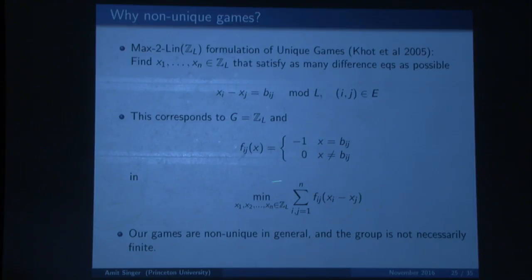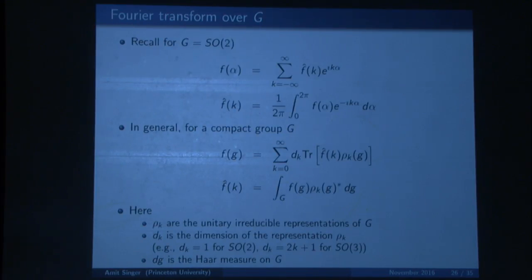So we see that the problems we formulate, for compact groups in general, encode unique games. However, the problem that we care about is a bit more general in the sense that, first of all, the cost is not just a zero or one cost, it's not just a delta function. We have different costs or different scores for every assignment of variables. And also the group is not necessarily finite. It's not necessarily the permutation group or Z_L like you have in unique games. So we call it non-unique games. Non-unique because there are not unique assignments, but different scores, different costs.